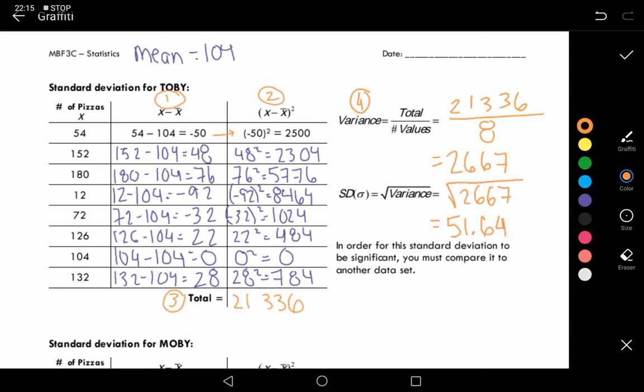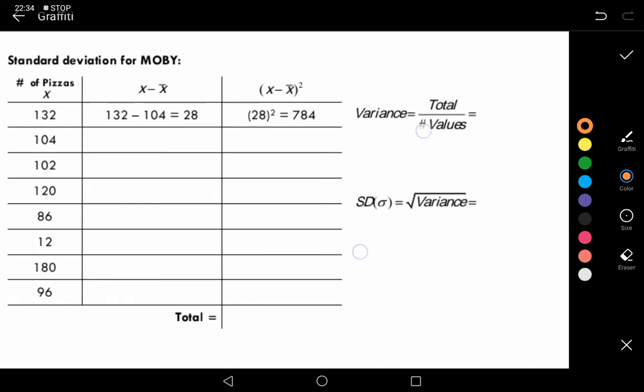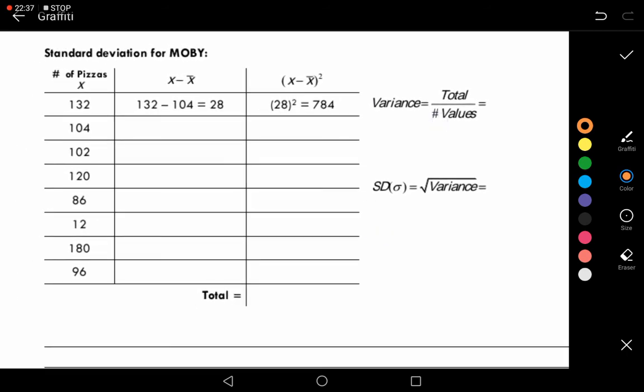51.64. Okay, so in order for this standard deviation to be significant, we have to compare it to the other data set, right? We don't really know what that means right now without comparing it to Moby's results. So we're going to do the exact same thing with Moby's results here. Okay, so going through each of those 5 steps. So again, step 1 is to find the difference between the mean and the data.